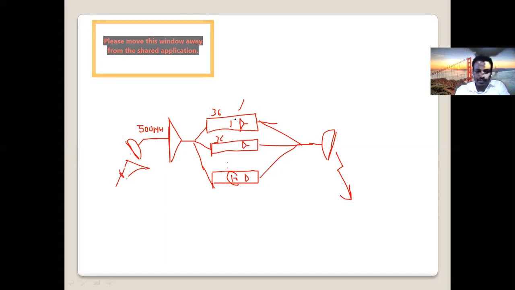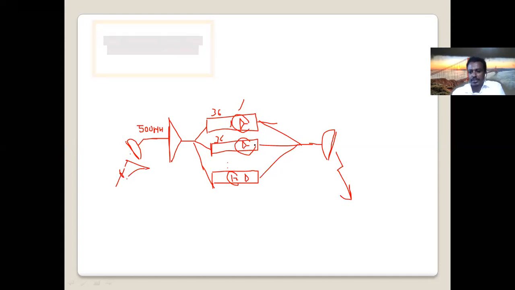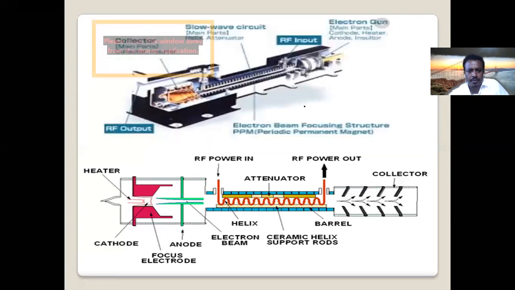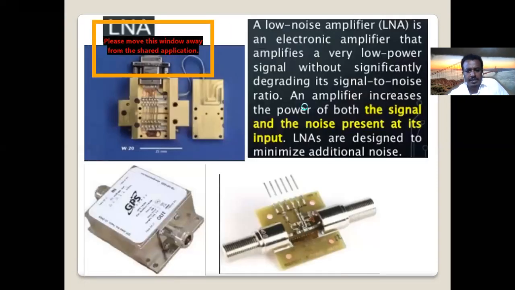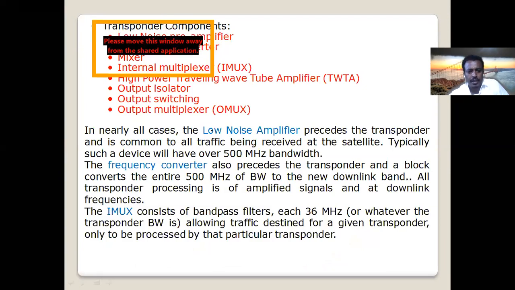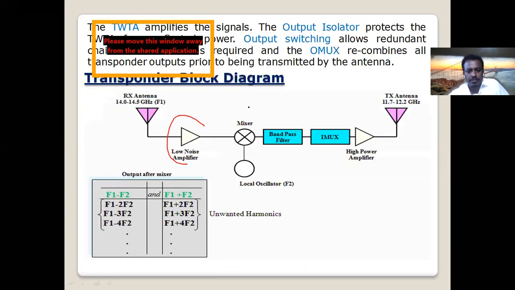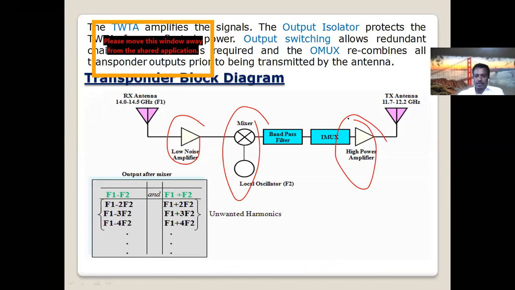As you can see here, these TWT amplifiers are very small in size, so we use them in the transponder. So what are the three main components we have discussed in the transponder? Low noise amplifier, frequency translator, and the high power amplifier, which is the TWT.